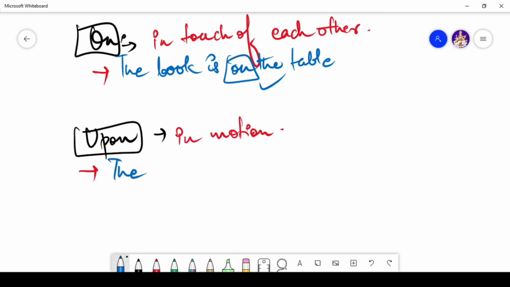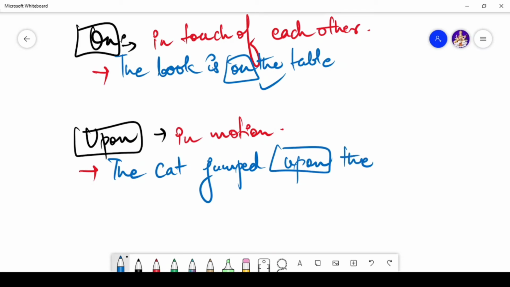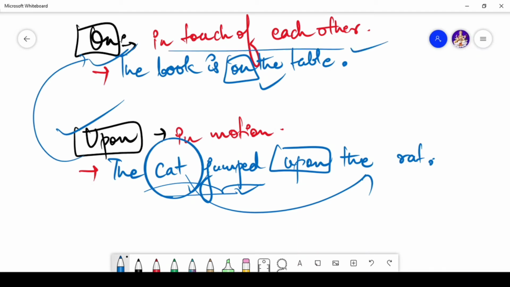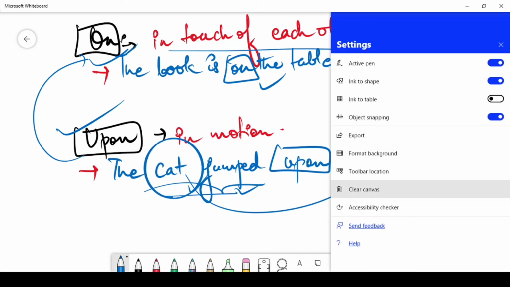Like if I say that the cat jumped upon the rat. The Tom jumped upon the Jerry. Now if you see here, the cat jumped represents a motion. So whenever you are representing a motion, you are going to make use of upon. Unlike when we are talking about on, where things should be in touch with each other. So this is the difference between on and upon. Although their use might sound similar, it's not. Okay.